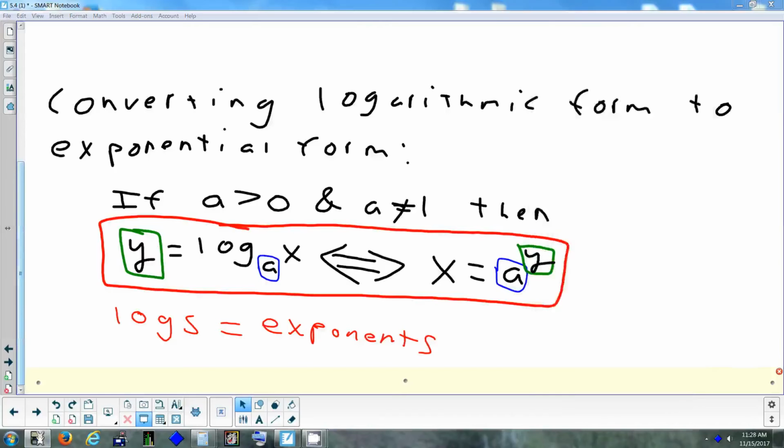And then if you know where the a goes, you've got that, and you know where the y goes, well, if you're going to make an equation out of it, you've got to put something on the other side, so the only spot left is to put it on the left.